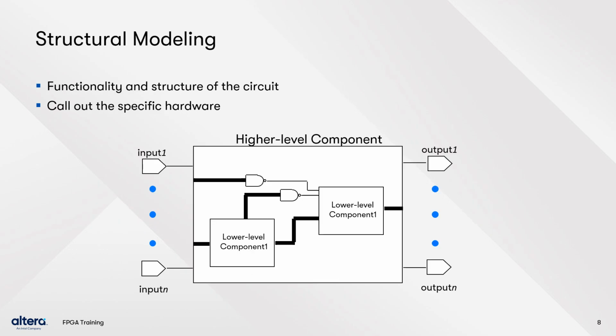In the structural approach, both functionality and structure of the circuit are specified. The engineer writing the HDL calls out particular hardware elements and wires them together. A hardware element can be as simple as an AND or an OR gate, or could be a module that represents another layer of abstraction. In a typical modern design, you will find elements of both structural and behavioral models.